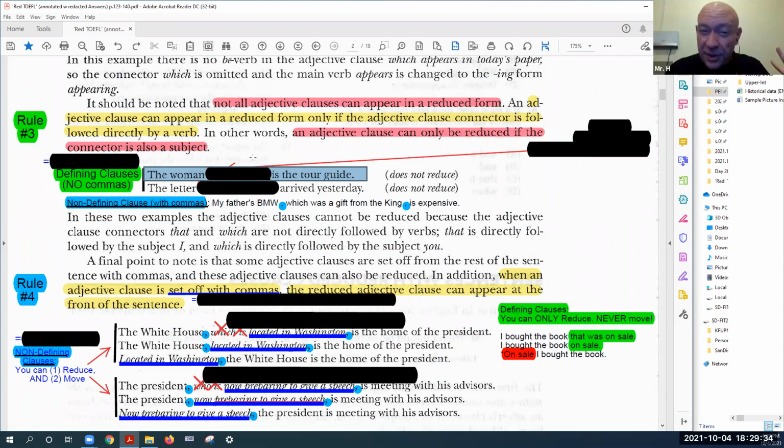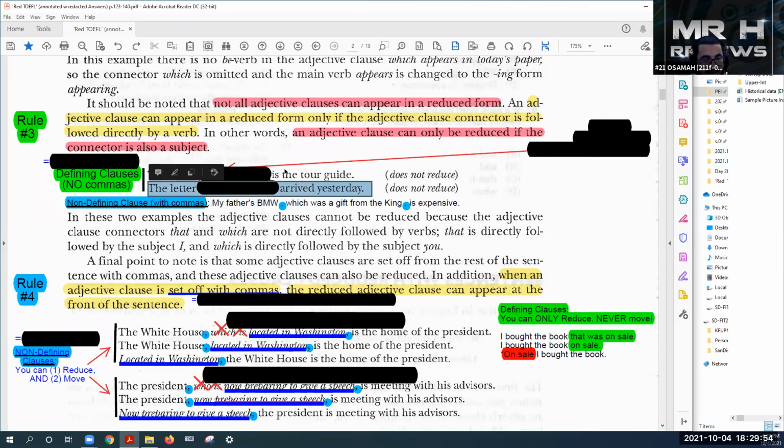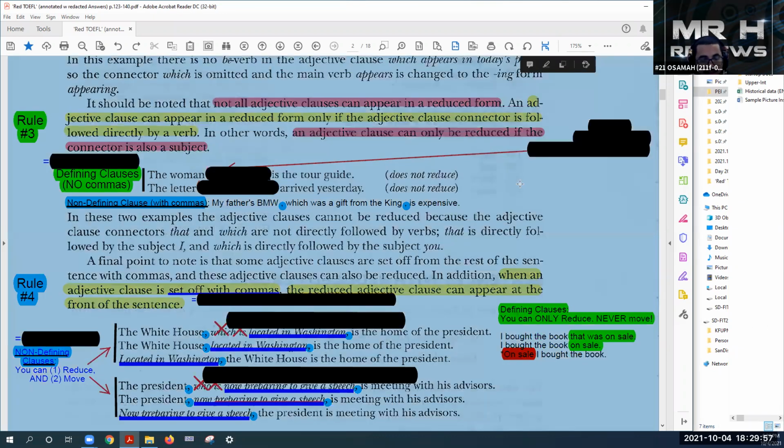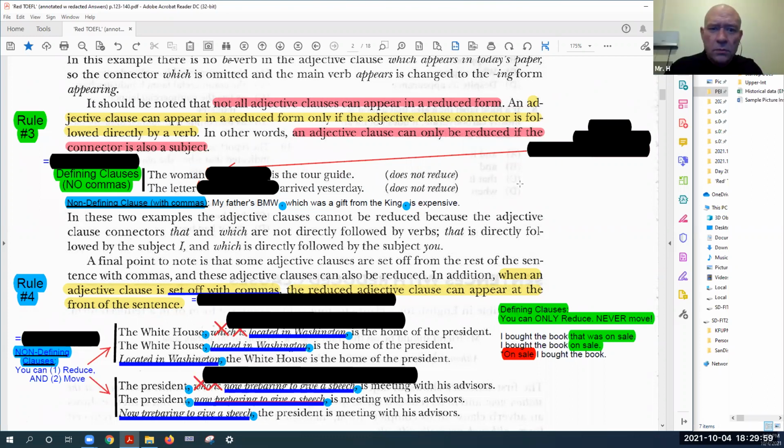Which woman? It's not clear. Exactly. We need more information to be clear. How about the second one, Osama? The letter arrived yesterday. Okay. Which letter? We don't know. So we need more information, don't we?